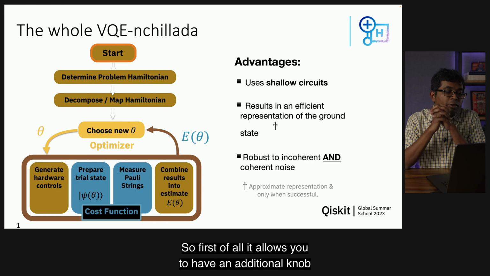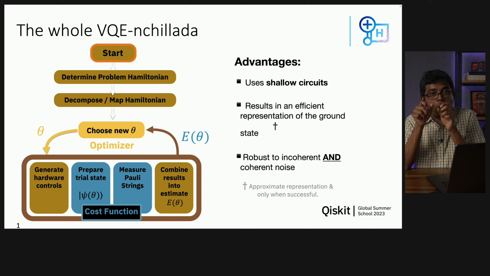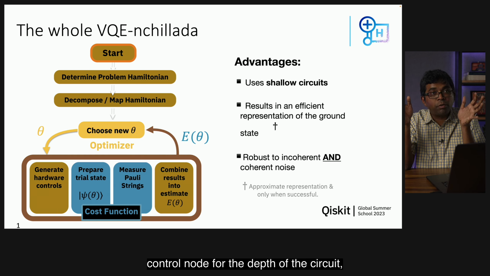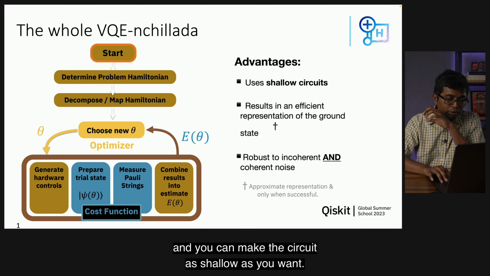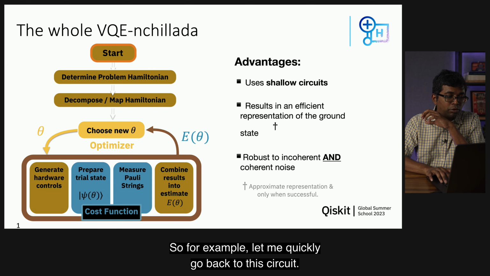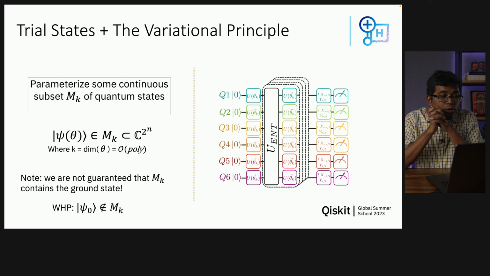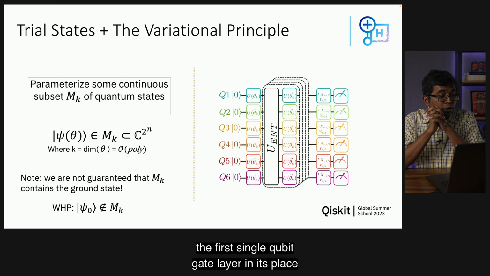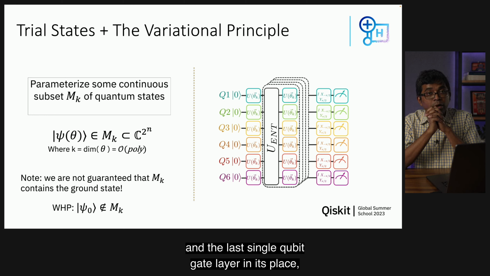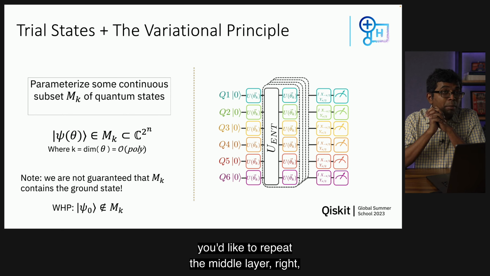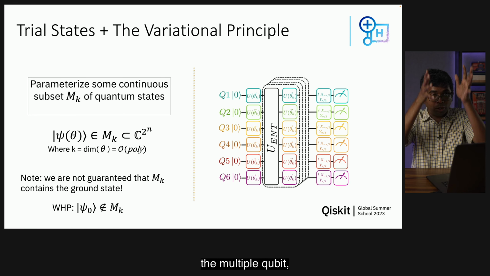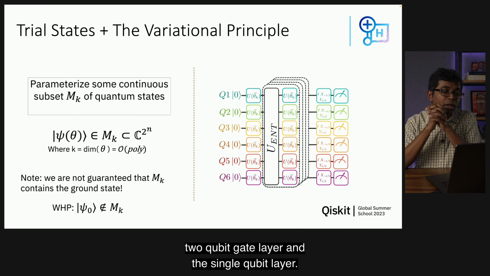There are multiple reasons. First of all, it gives you an additional control knob for the depth of the circuit, and you can make the circuit as shallow as you want. For example, let me quickly go back to this circuit. You will probably keep the first single qubit gate layer in its place, and the last single qubit gate layer in its place. But you can still control how many times you'd like to repeat the middle layer, the multiple 2-qubit gate layer and the single qubit layer.